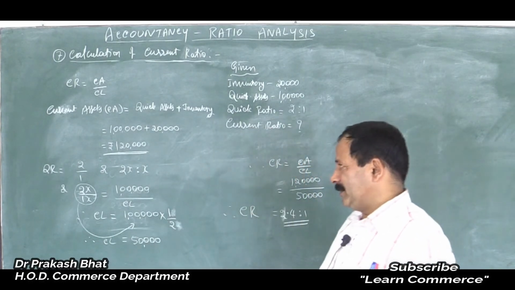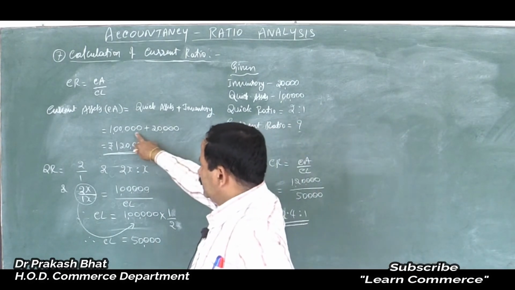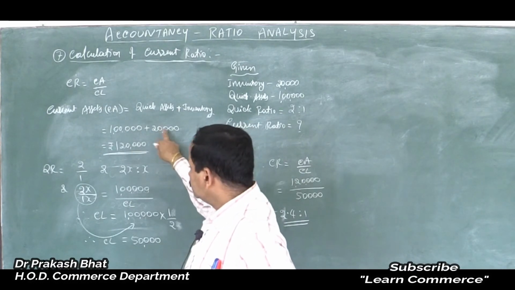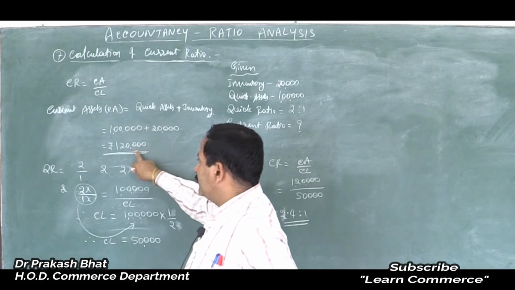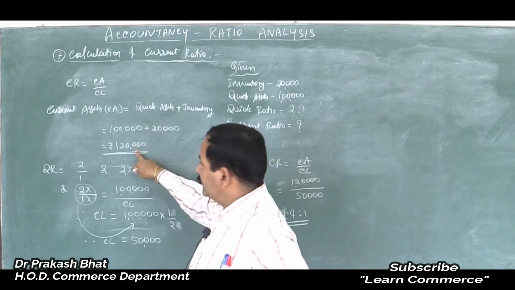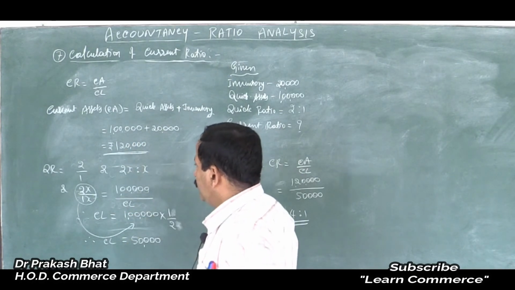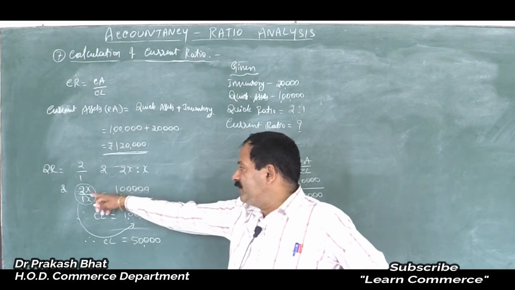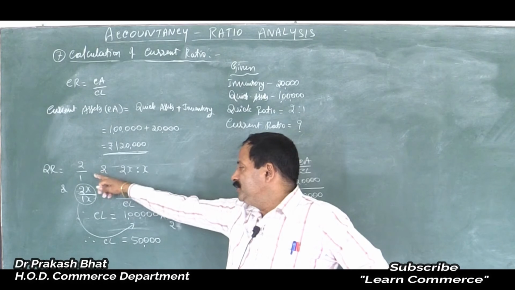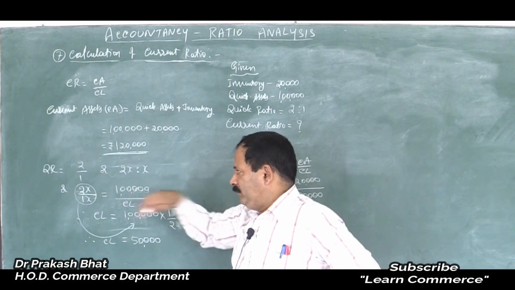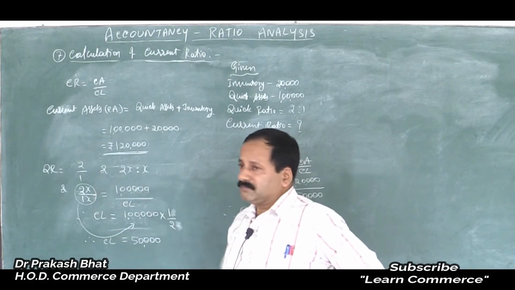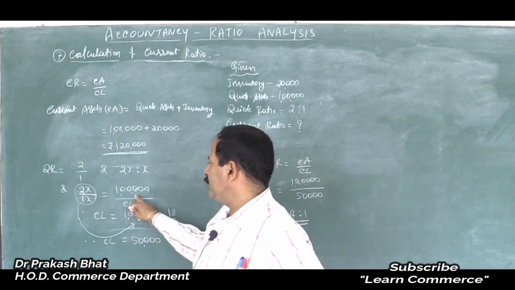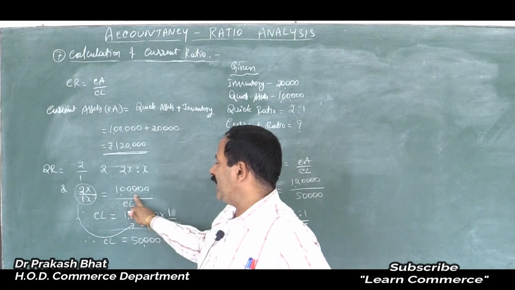Very simple, friends. What I did is, they gave quick assets and stock inventory. If you add it together, it becomes current assets. Now I need current liabilities to find the current ratio. Quick ratio is given in the problem as 2:1, so I took it as 2/1, isn't it? 2 by 1 is equal to 1 lakh divided by current liabilities.